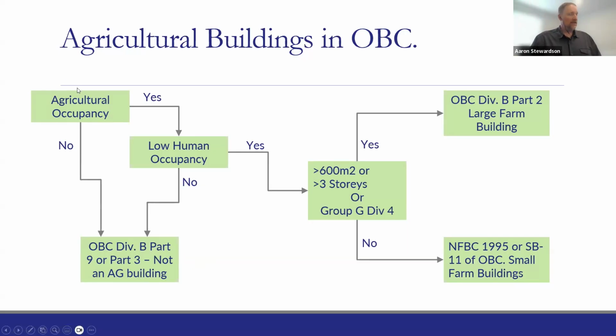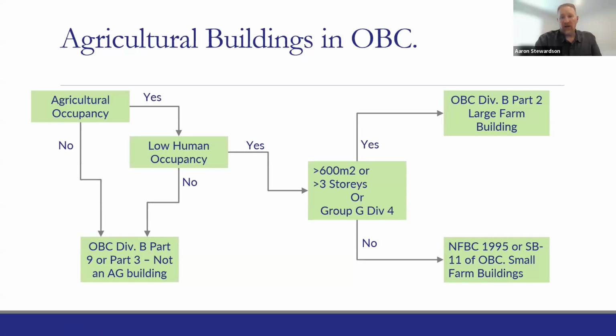So if we pass the test that is an agricultural use, and we pass the test that is a low human occupancy, then we get into this situation. So this is our deciding factor of whether we are going to be into the Ontario Building Code or if we're going to stay with the National Farm Building Code. So if we are greater than 600 meters squared, so that's 6,400 square feet, or greater than 3 stories in height, or it's a G4 use, and I'll get to the G4 use in a bit, then if we're greater than one of these, or are one of these, then we are under the large farm building requirements under the Ontario Building Code.